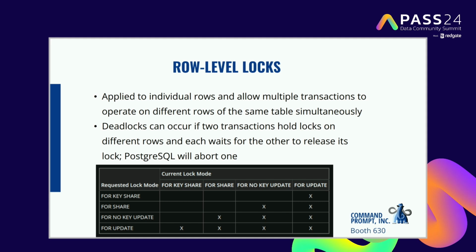Row-level locks are applied to individual rows, and multiple transactions can operate on different rows of the same table simultaneously. Deadlocks can occur if two transactions hold locks on different rows, and each one of them is waiting for the other one to release their lock. In this case, PostgreSQL will abort one. I'm not sure exactly how it determines that, but I think that's fascinating.